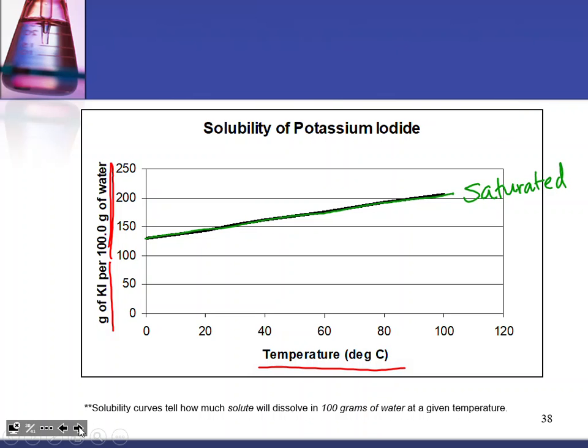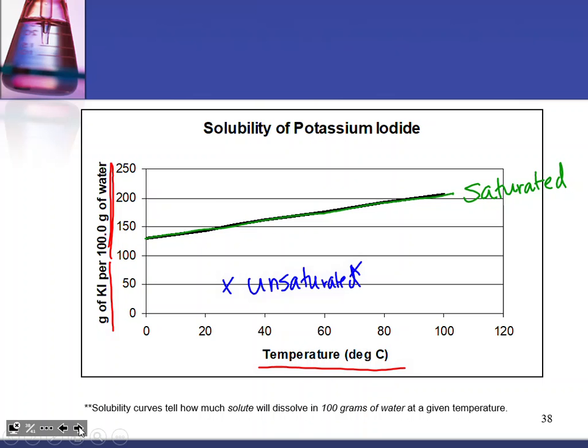Now, if you're finding an area or identifying a point that is below the saturation line, like somewhere like there, or somewhere like here, what would you call the solution? This would be, yes, unsaturated. Okay, so if you're below the line, you can still add more.